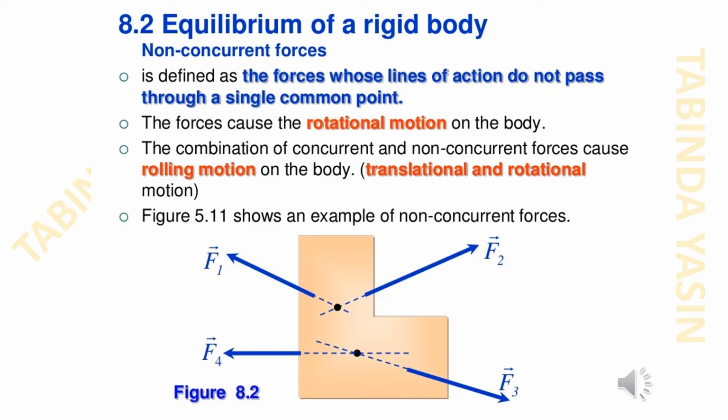The figure shows an example of non-concurrent forces. You can see F1 and F2 are at a common point, but F3 and F4 are not at the common point of F1 and F2. They are on a separate common point. So that means they are capable of rotating the object.